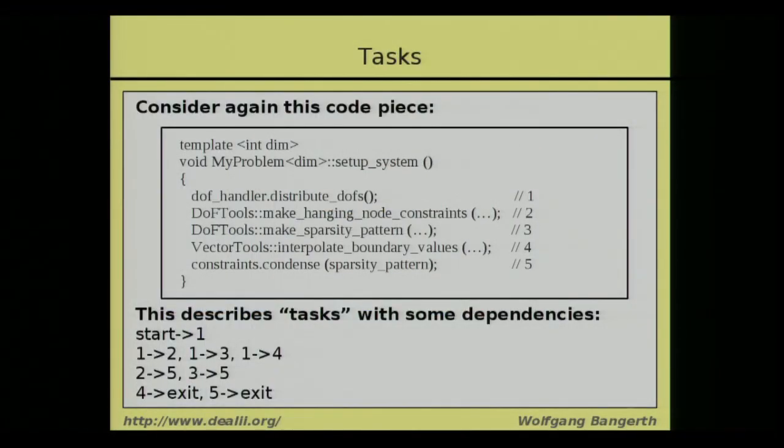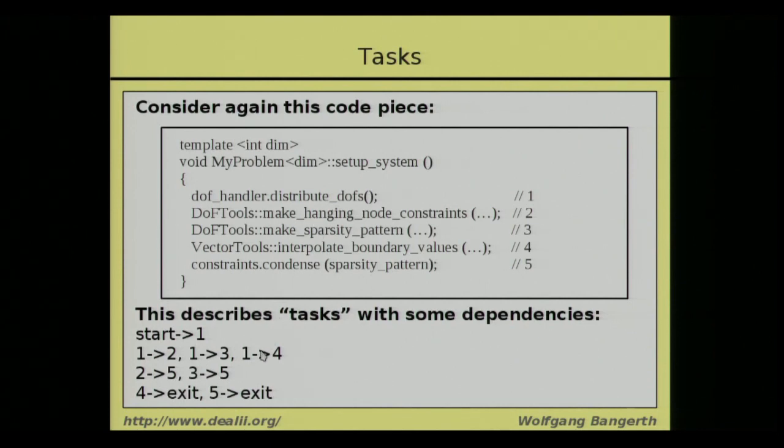So let me come back to this example here. When you have this function setup system, we had this call to distribute the DoFs, and then these three that depend on it. And let me add another one where I say constraints.condense sparsity pattern. So in this case, we have the following dependencies. Step number 1 can only run when we start this function. Step number 2 can run when 1 is done. Step 3 can run when 1 is done. Step 4 can run when 1 is done. Step 5 can run when we have built both the hanging node constraints and the sparsity pattern.